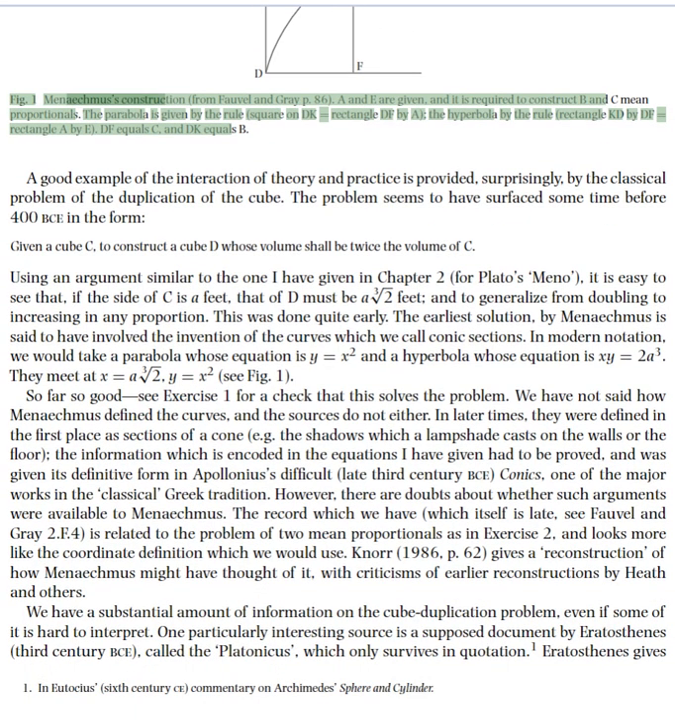Figure 1 Menaechmus's construction. A and E are given, and it is required to construct B and C, mean proportionals. The parabola is given by the rule, the hyperbola by the rule. DF equals C and DK equals B.